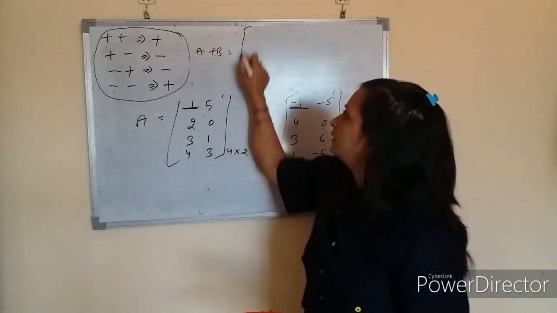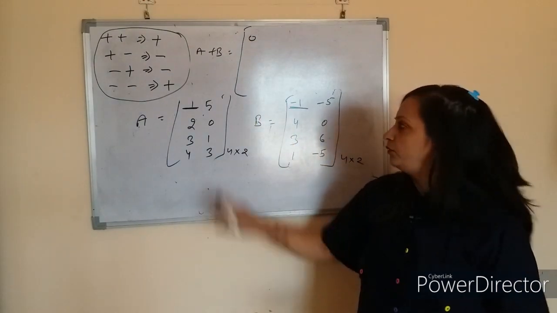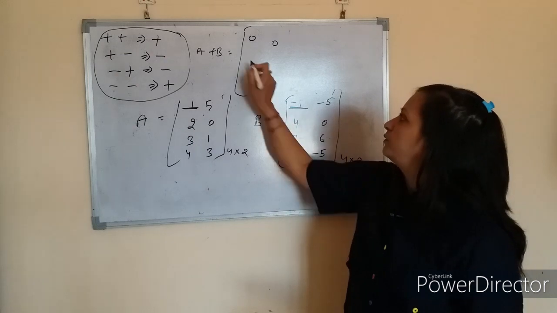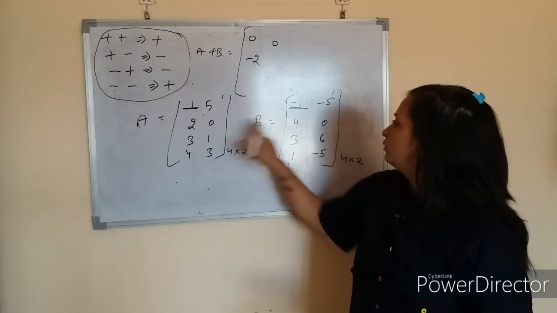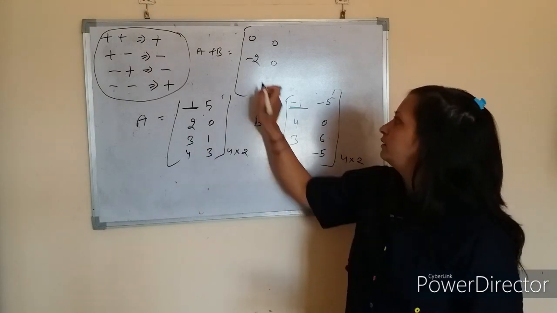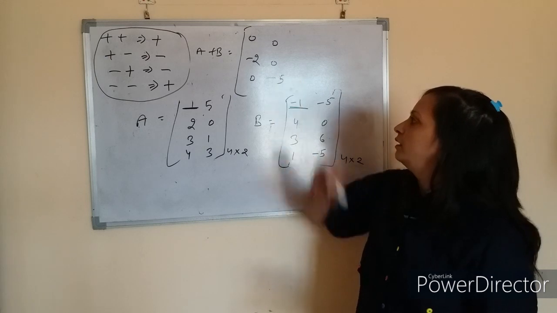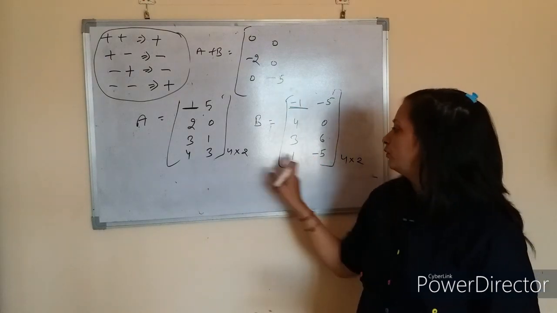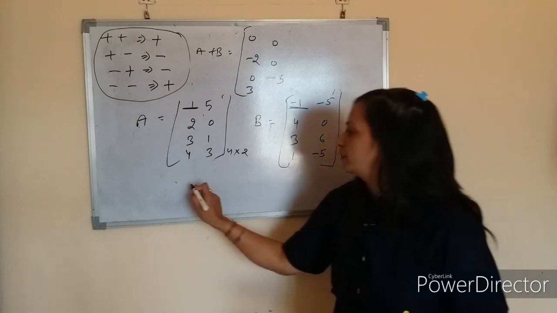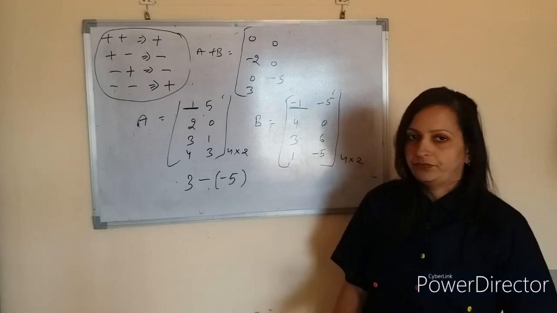So I am writing the answer here. You can check your answer, and if you still don't get it, you can ask me. Just like 1 minus 1, here we are getting 0. 5 minus 5, that is also 0. 2 minus 4, that is minus 2. 0 minus 0, that is 0. 3 minus 3, that is 0. 1 minus 6, here I am getting minus 5. 4 minus 1, that is 3, and 3 minus 5.